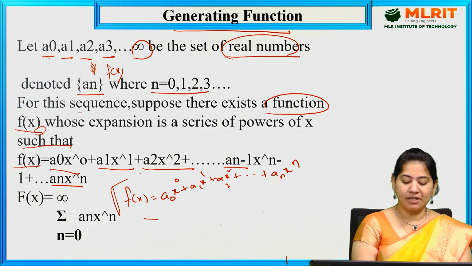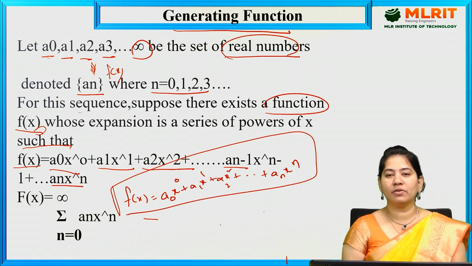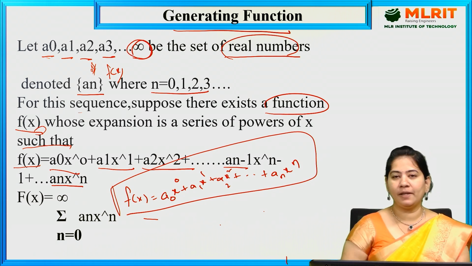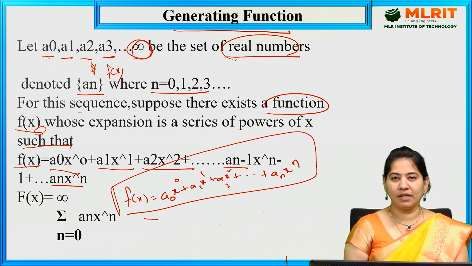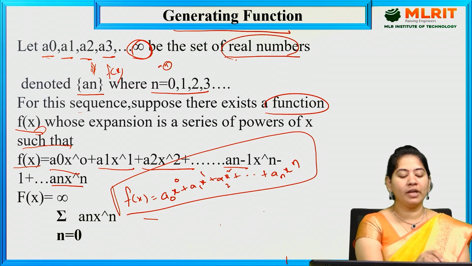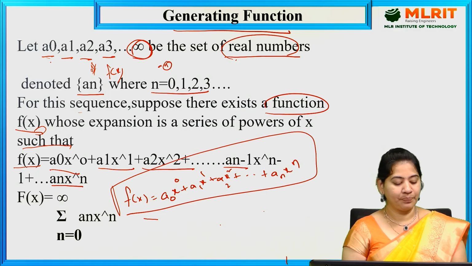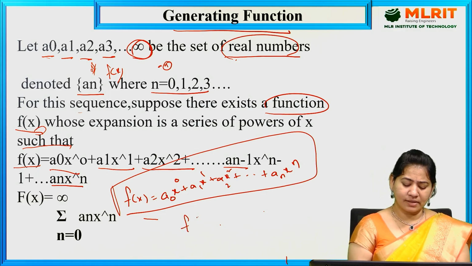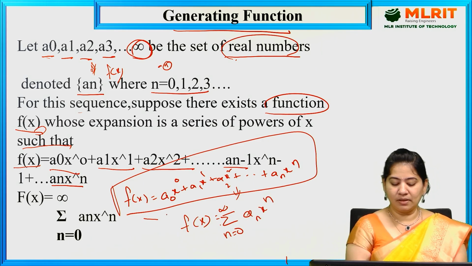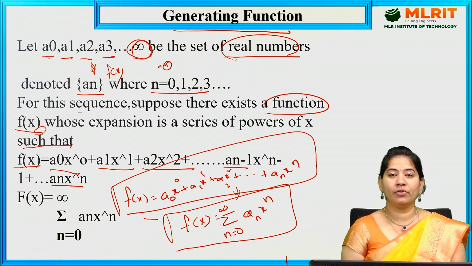For this generating function we get a series of powers of x, whose coefficients are a0, a1, a2 and so on to infinity. These are a set of real numbers, where n takes the values 0, 1, 2, 3. Now we can simplify this generating function as f of x is equal to sigma n equal to 0 to infinity an x power n. So this is the generating function formula.